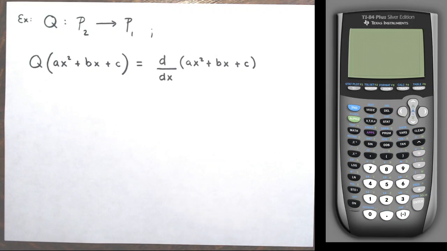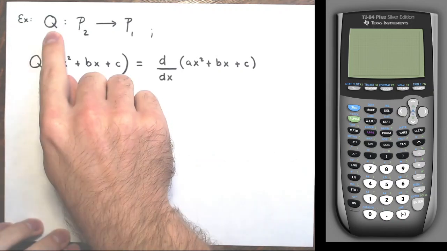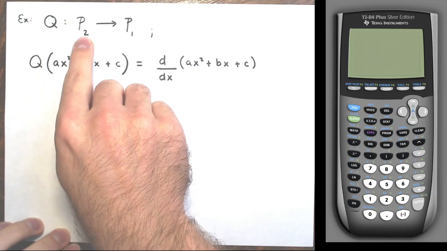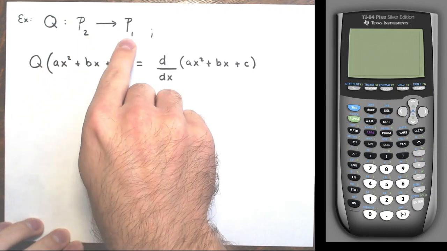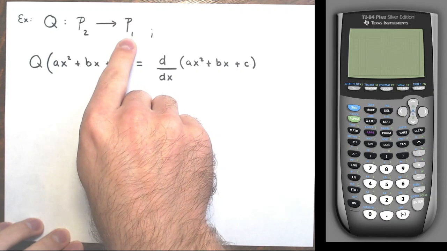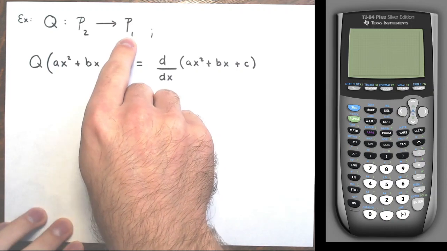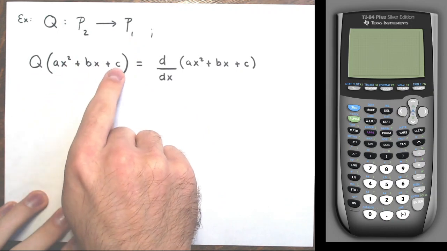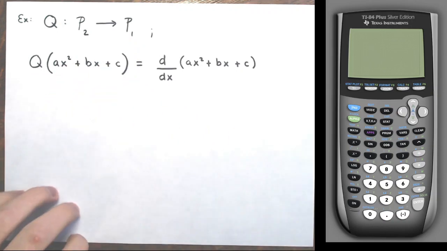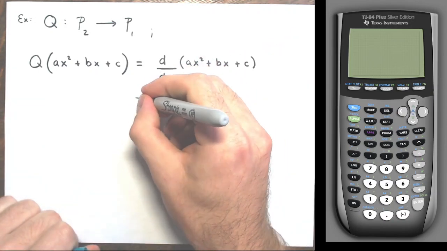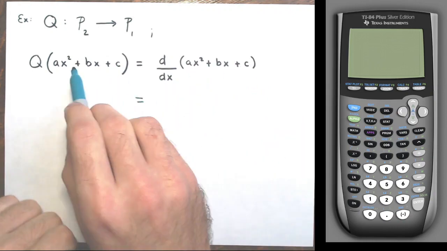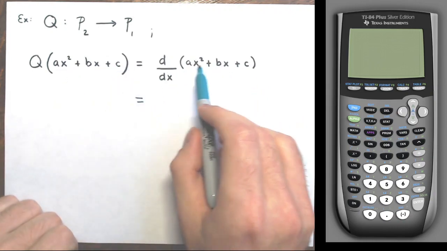We'll see that here. All right, so we have this transformation called Q from the set of all polynomials of degree 2 or less to the set of polynomials degree 1 or less. My input looks like this: ax squared plus bx plus c. And then my output is the first derivative of my input, the derivative of the input.